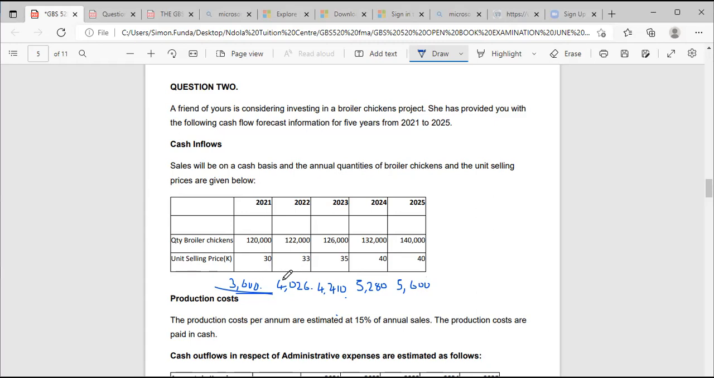So let's just pick them as they are. 2021, they have 3,6, 4,26, 4,410, 5,280, and 5,6. Okay, so let's go back to the whiteboard.